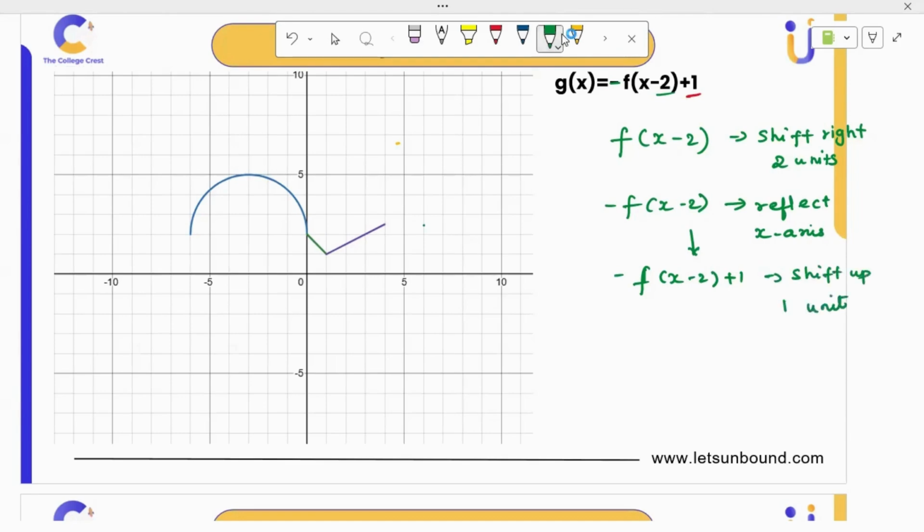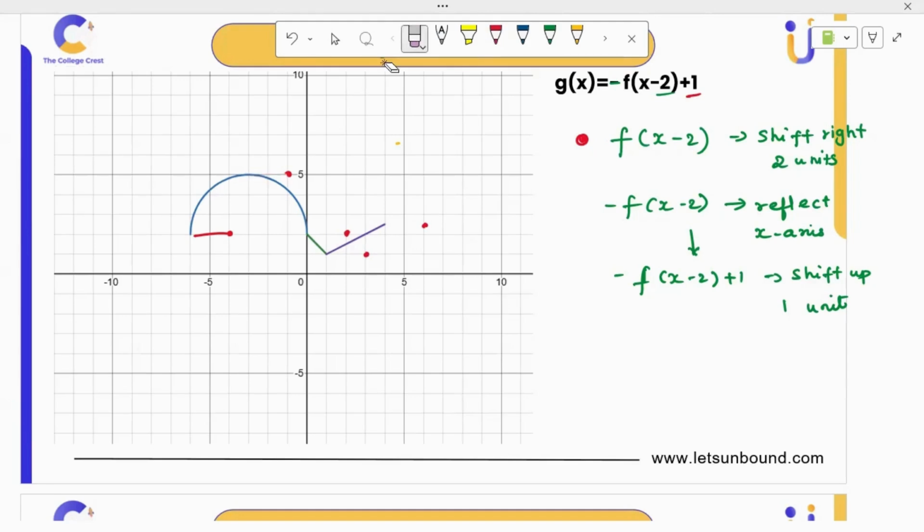Let me do it one by one. First, x minus 2 means shifting right, and you can do the key points alone. This endpoint and these are key points. These alone we can do. Two units means this will come here. Everything is spaced 1 unit here, so this point will move right 2 units. And this is 1, 2. And this is 1, 2.